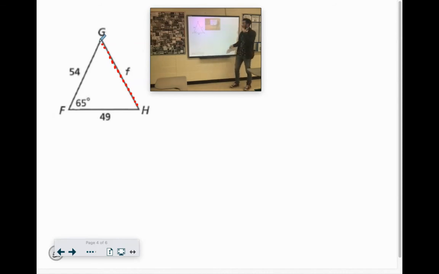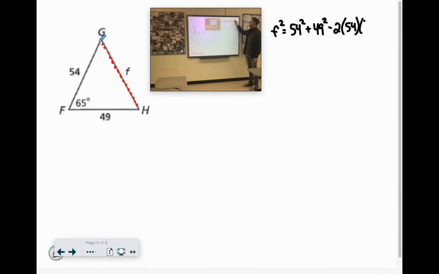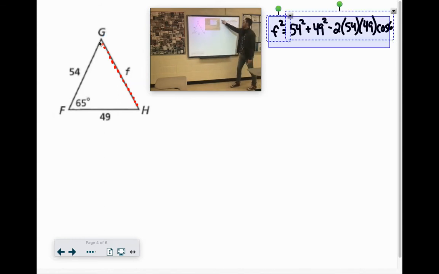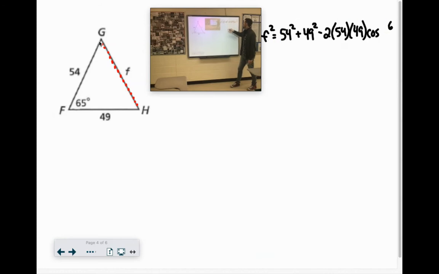So if we're finding f, we could say f squared equals the other two sides squared, 54 squared plus 49 squared, minus 2 times those same two sides, 54, 49, times the cosine of the angle that corresponds with f, which is 65 degrees. I'm running out of room. I thought I could get it in there. Thought I could squeeze it. Cosine of 65.